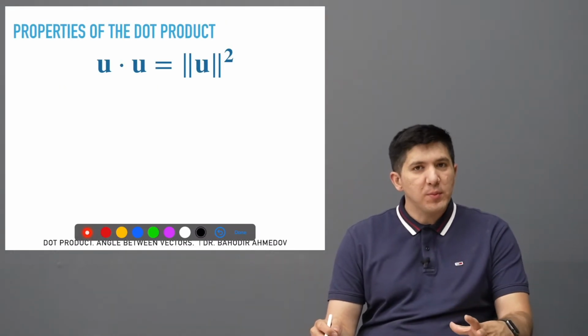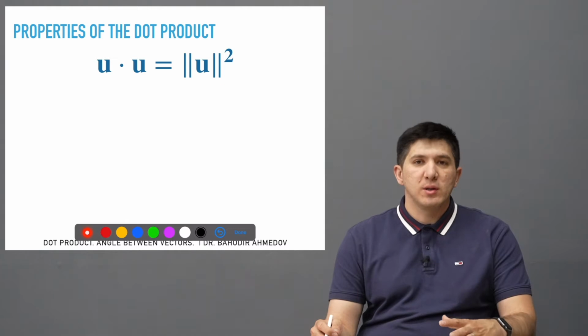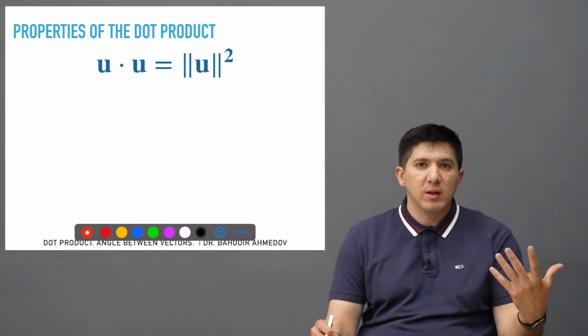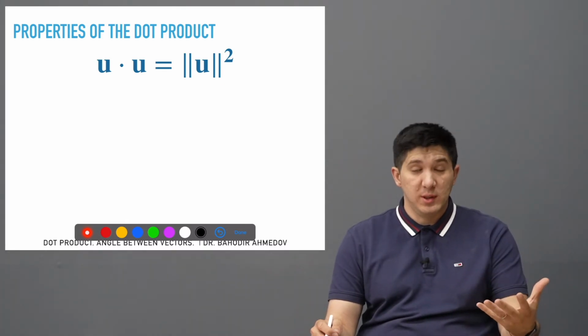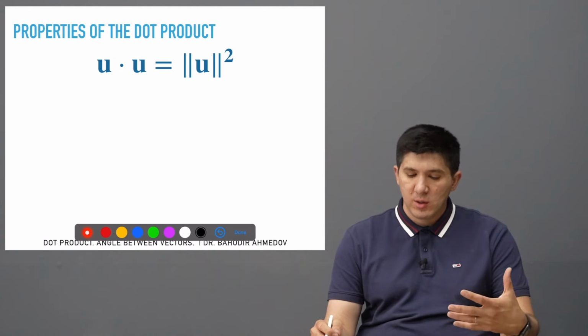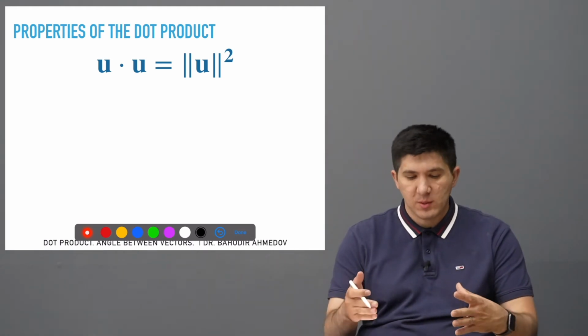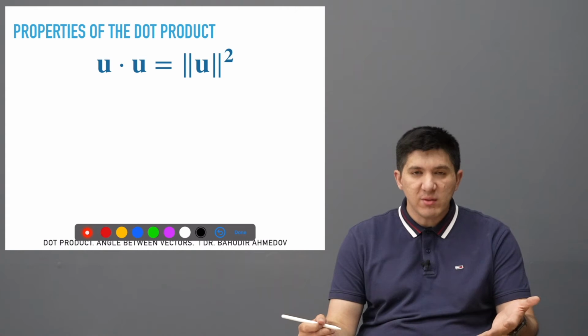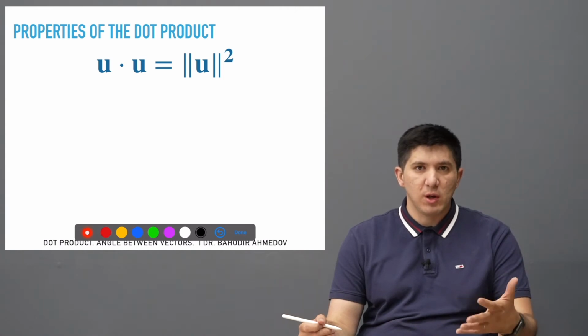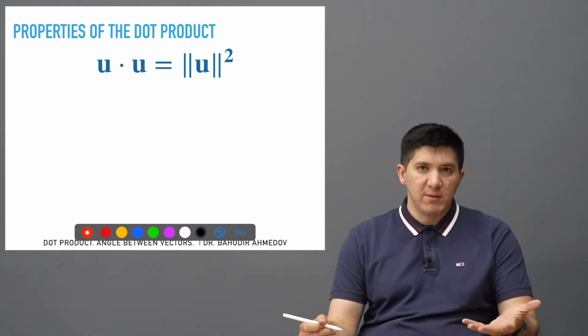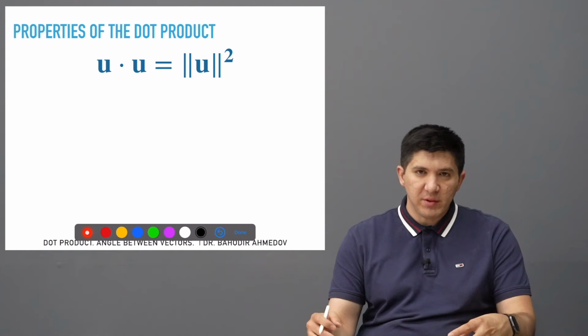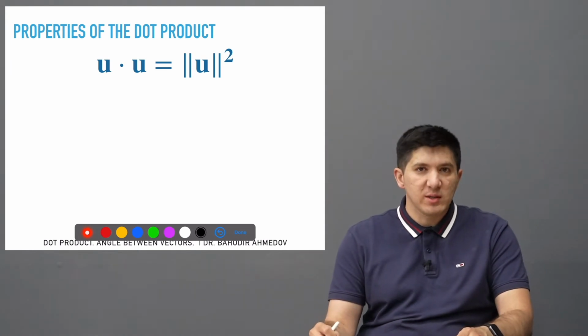There are a couple of properties of the dot product. You can find the list of all of the properties in the book. One of the important ones which we would like to discuss here is this property: the length of the vector squared is equal to the dot product of the vector with itself. In order to prove this, I would like to recall the definition of the length of the vector.